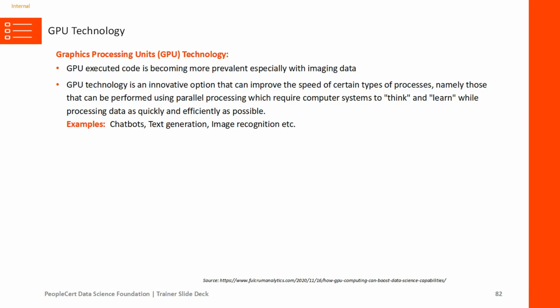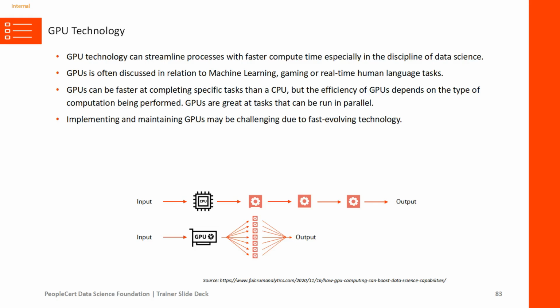types of processes. And these are mainly used if you are doing any kind of parallel processing, which can require a computer system to think and learn. So while processing data as quickly as possible, it can be managed through the GPU technologies. Examples where GPU technology is used are chatbots, any kind of text generation or any kind of image recognition as well, right? If you see in ChatGPT, you basically have multiple GPUs working to give you the best sort of results. Let's discuss GPU technology in detail.